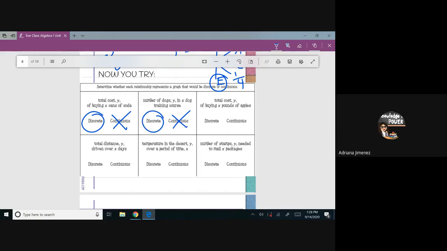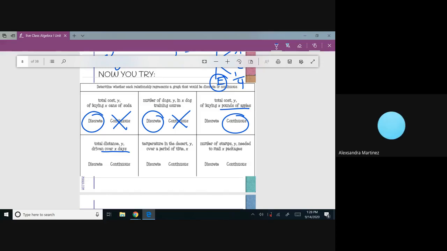Total cost of Y of buying X pounds. So your pounds is your X. Can you have a fraction of a pound? Can you pay for half a pound? Yes. So it's continuous. So if you say no when you talk about fractions, then the answer will be discrete. If you tell yourself, yes, I can do the fraction, the answer will be continuous. So total distance driven over X days. So can you figure out how much you drove in half a day?